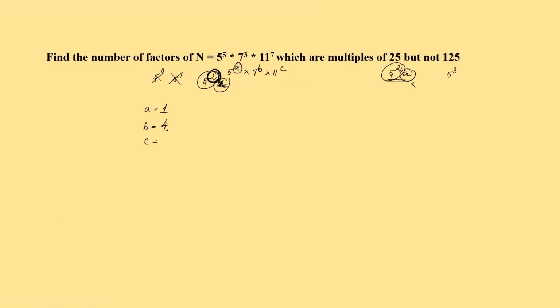And similarly, there's no constraint for c as well. So c here can take the values from 0 to 7. It can take 8 values. So the total number of factors which are multiples of 25 but not 125 will be 1 into 4 into 8, which is going to give you a total of 32 numbers, 32 factors.